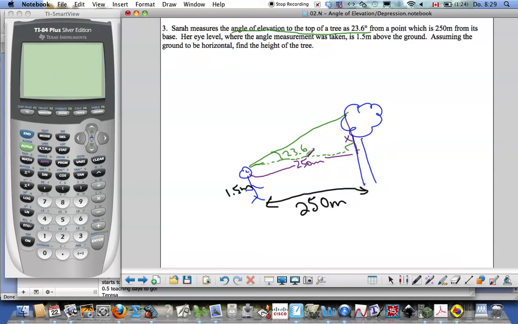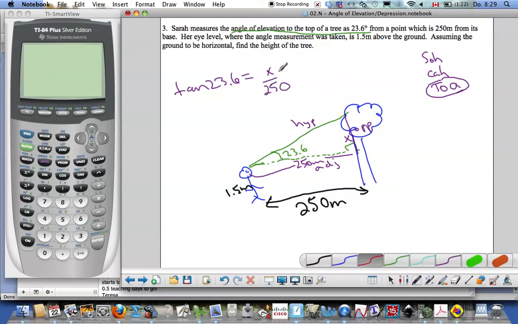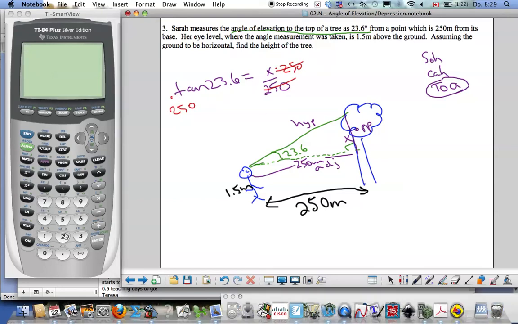So first thing we do, label our sides. Opposite, across from our reference angle, adjacent, and then that's the hypotenuse. The two things we're working with here are adjacent and opposite. So what do we want? Opposite and adjacent, I think TOA, tangent. Tangent of the reference angle, 23.6, and we have x over 250. So we're going to solve for x, multiply both sides by 250, and use our calculator.